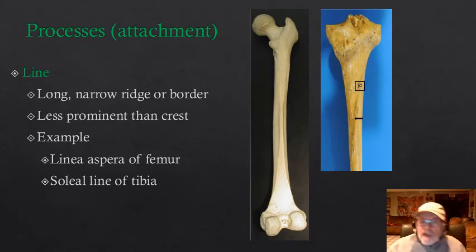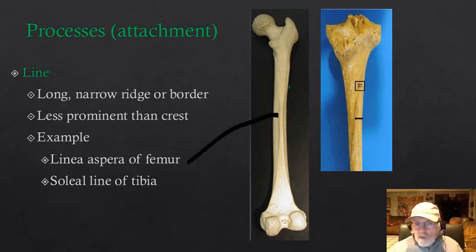Line. A line is maybe a crest wannabe. It's a long narrow ridge on a bone. It's sort of difficult to see here, but this is the posterior side of the femur, and right here there's a ridge of bone. You can see how there's a little ridge of bone that comes out there. That's called the linea aspera, which is a line.